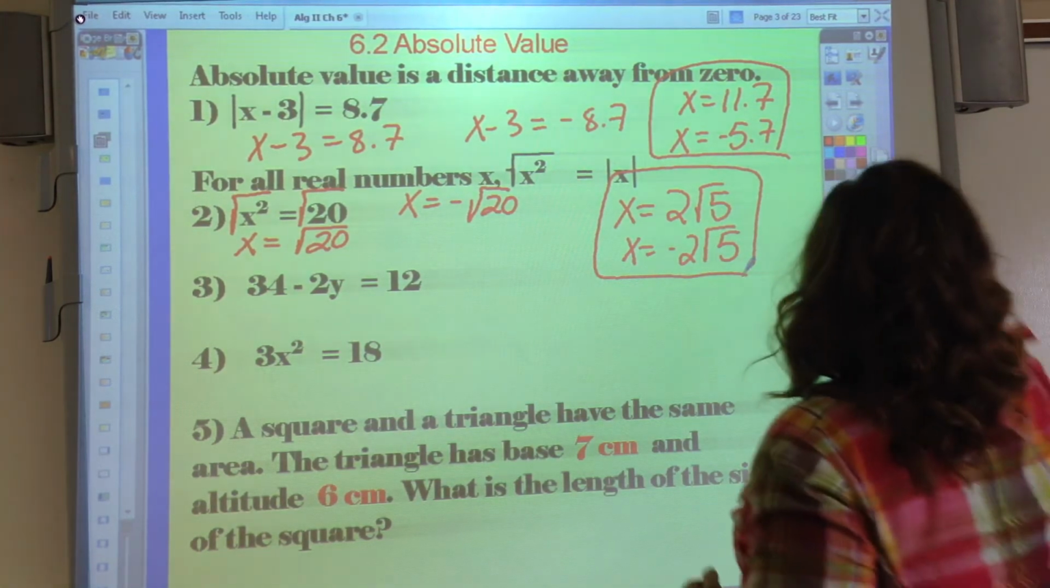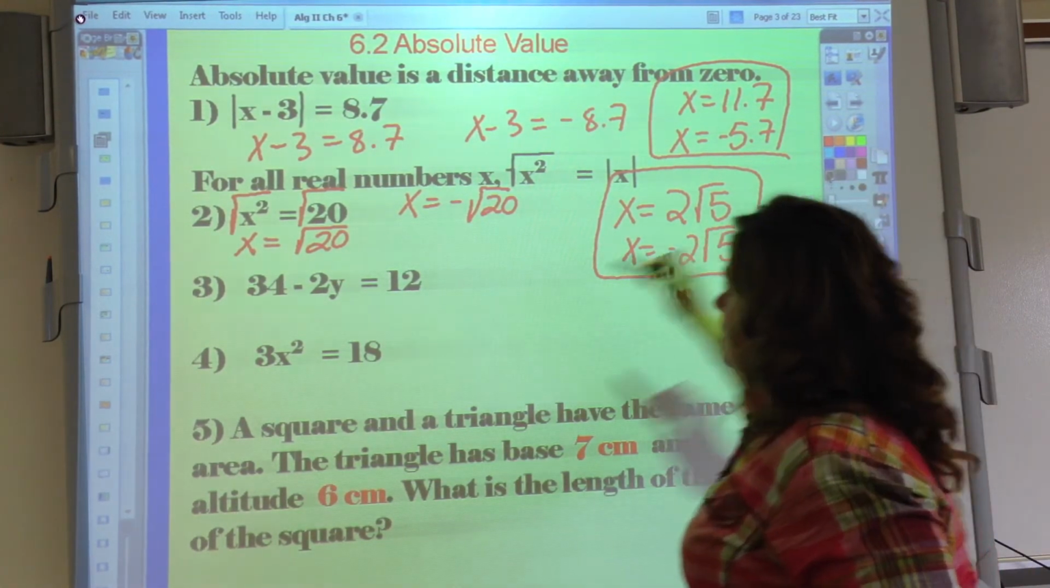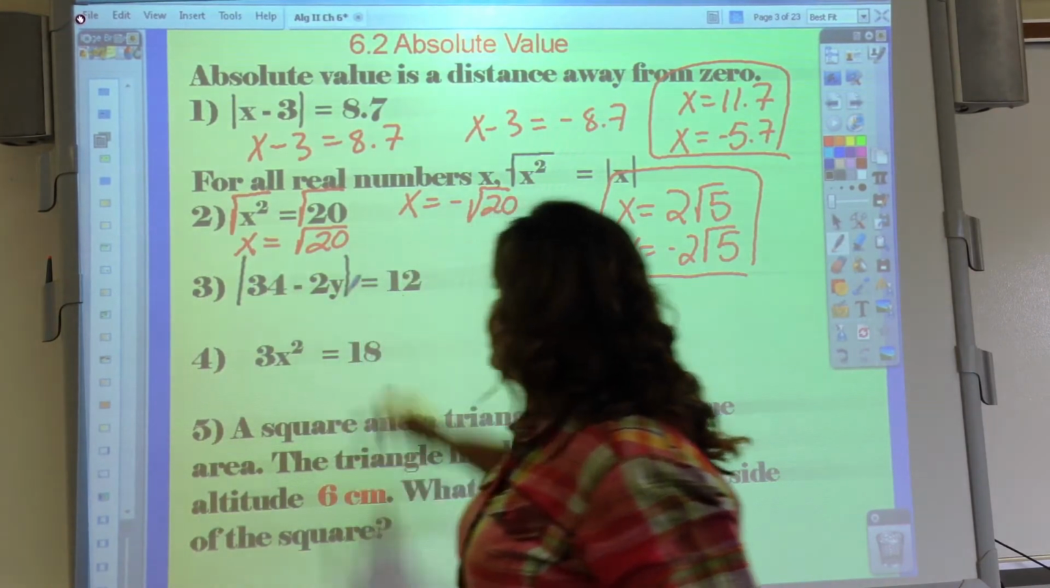Oh, I'm missing my absolute value here. So excuse me, in number 3. Let's shimmy those in here.